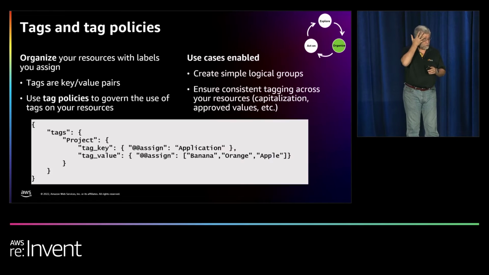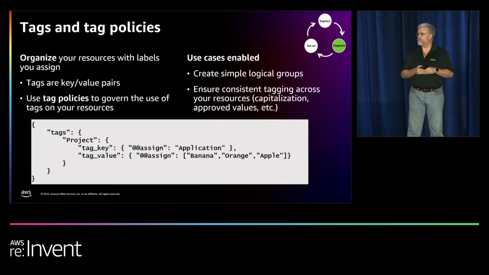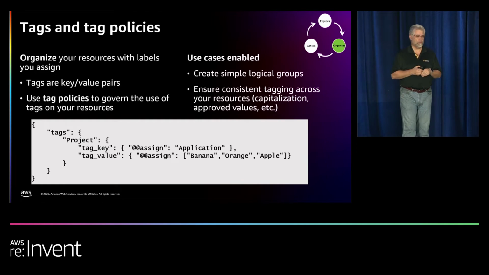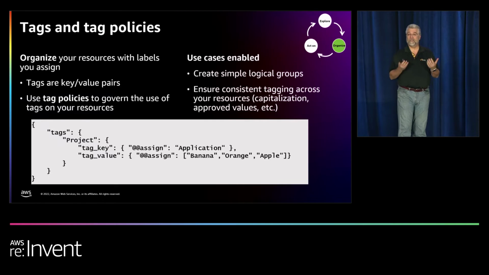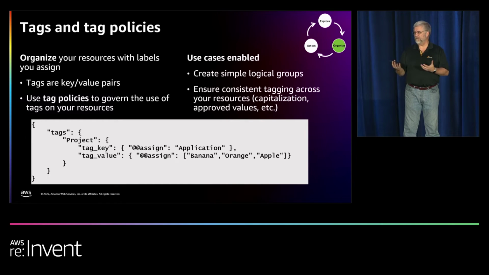I want to show an example here of a tag policy. If you apply it, it basically says if anybody uses the tag key application, I'm going to allow them to use banana, orange, and apple. Those are the only three values. If somebody now tries to tag a resource, they put application and they put in pineapple, it's going to fail. It's not going to work.